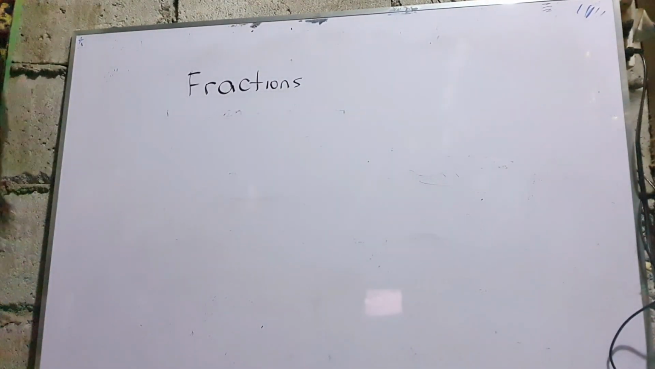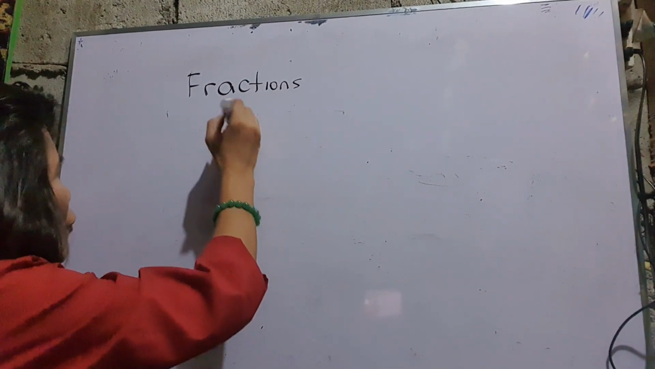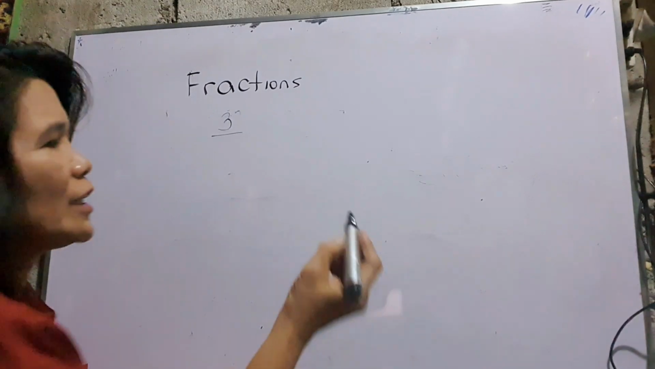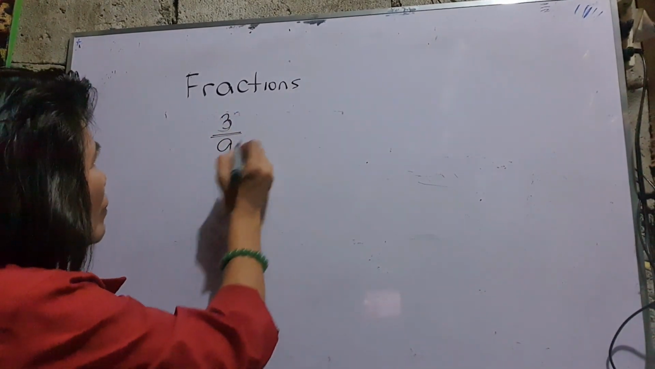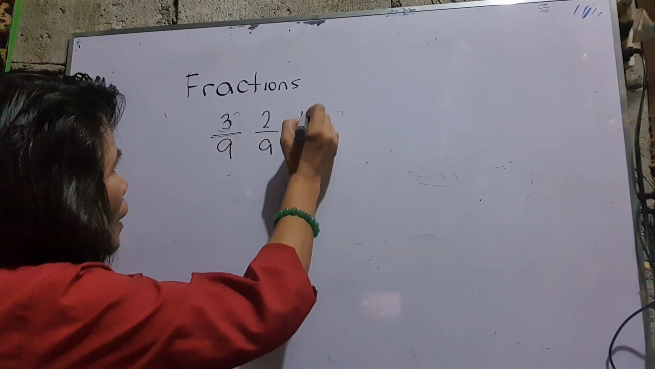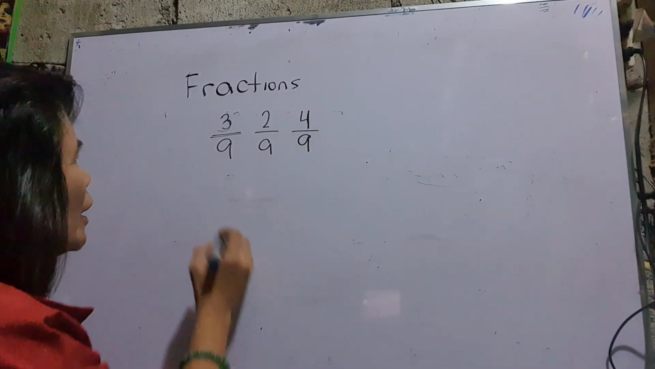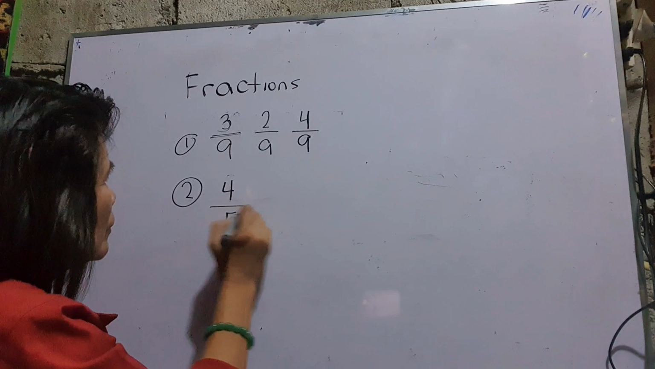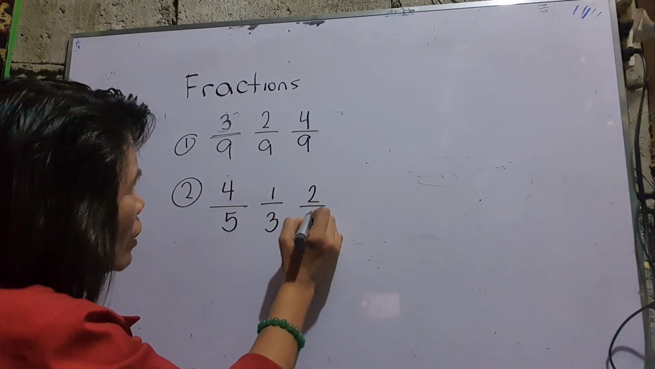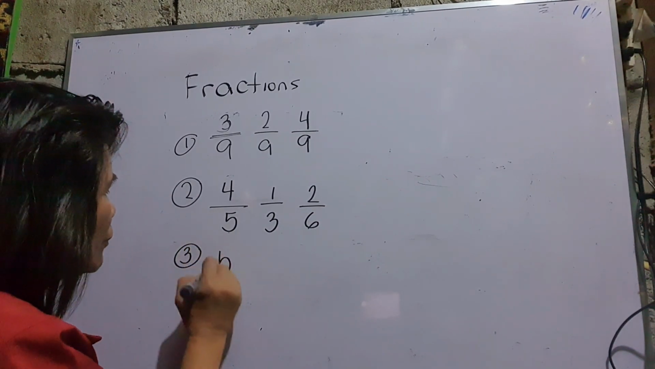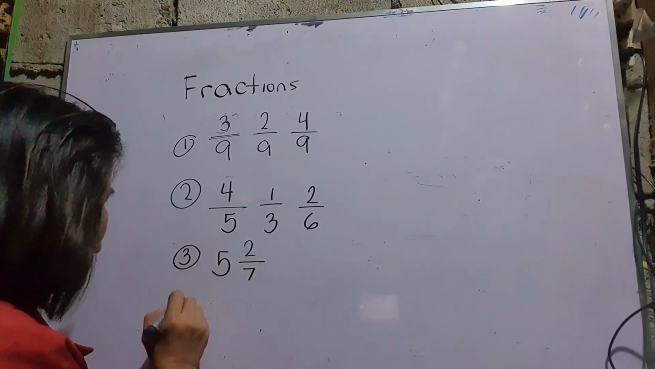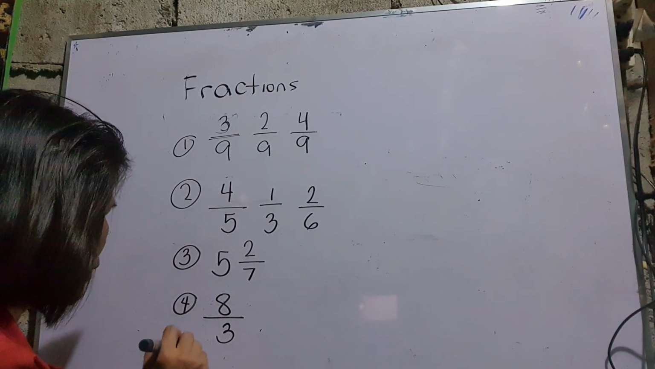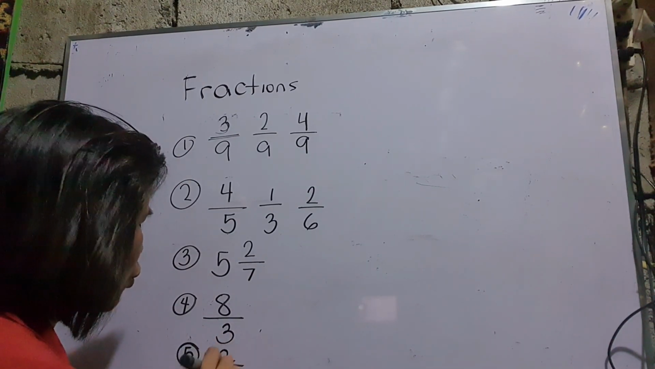Sabi niya, sa test ninyo, lalabas ang ganito. Sabi niya, identify. Okay? You have to identify the kinds of fractions. Like this one. Okay, so dito meron kayong 3 over 9, 2 over 9, and then 4 over 9. Okay? And then here, this is number 1. Then here we have number 2. We have here 4 over 5, and then 1 over 3, and then 2 over 6. Then here we have number 3, 5, and 2 over 7. And then number 4, we have here 8 over 3. And then here with number 5, we have 2 over 9.